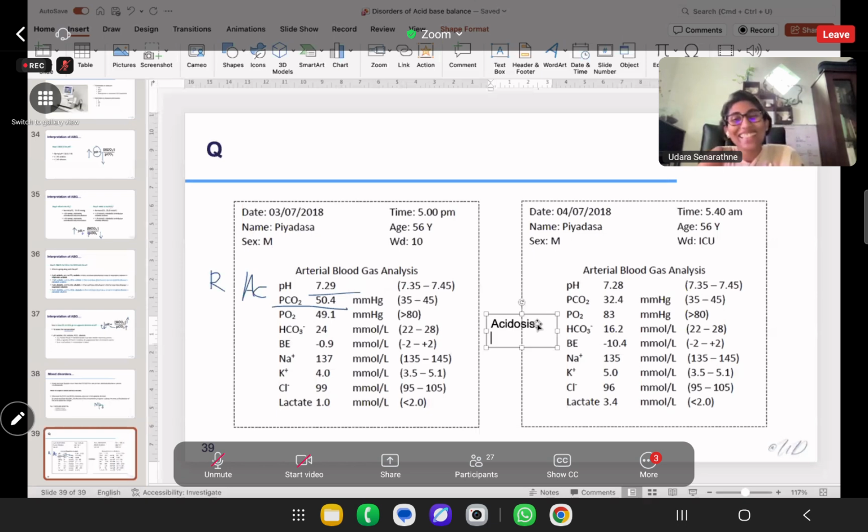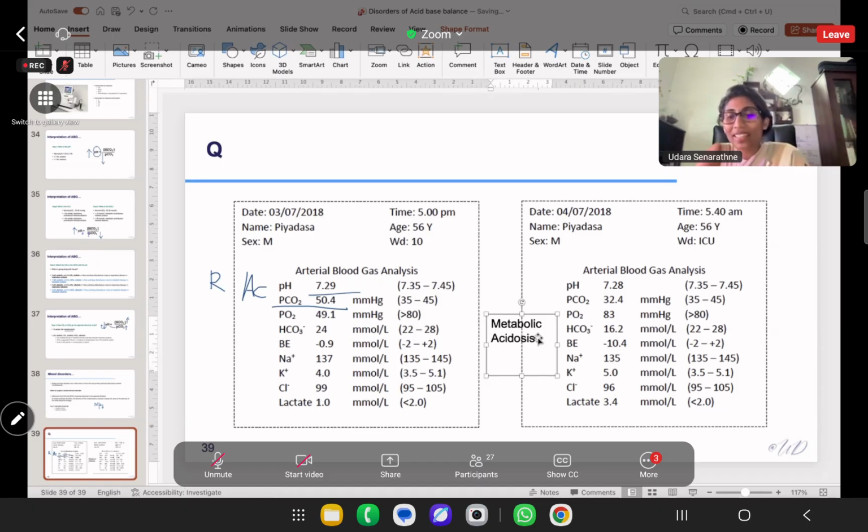Then we are going to look at the metabolic component. Let's see whether it is non-compensated. Okay, very good. You're saying partially compensated. Why do we say that it is partially compensated? We look at the metabolic component next. Bicarbonate is decreased, so it is actually contributing to the acidosis. Therefore, this is going to be metabolic acidosis.